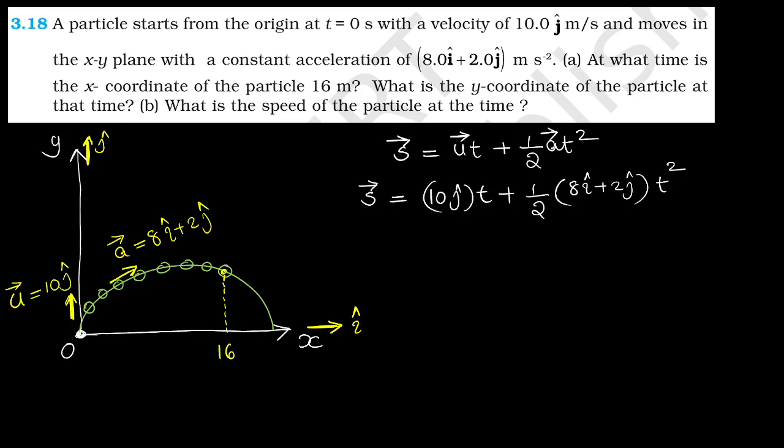Simply substitute the value. So S equal to 10jt plus, can I take this 1 by 2 inside the bracket? Is it okay? 1 by 2 open the bracket. 1 by 2 into 8i, 1 by 2 into 8 is 4, 4i. 1 by 2 into 2j, 1 by 2 into 2 cancel.